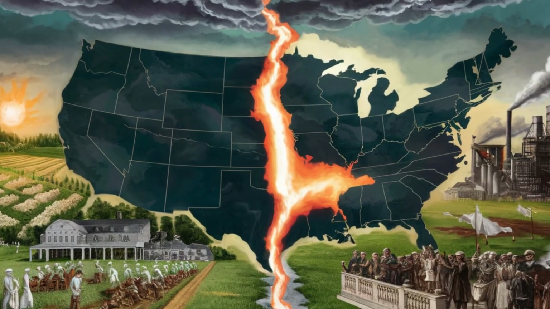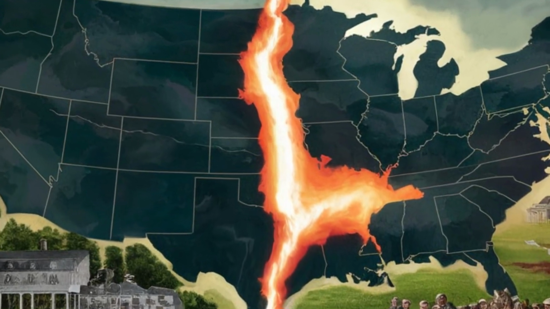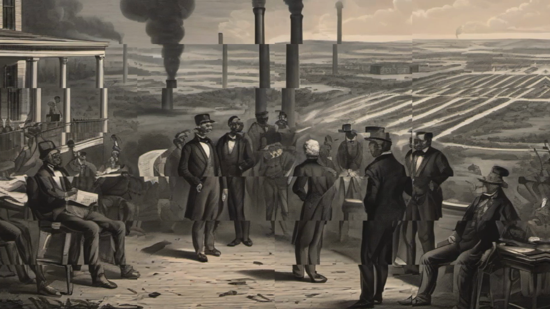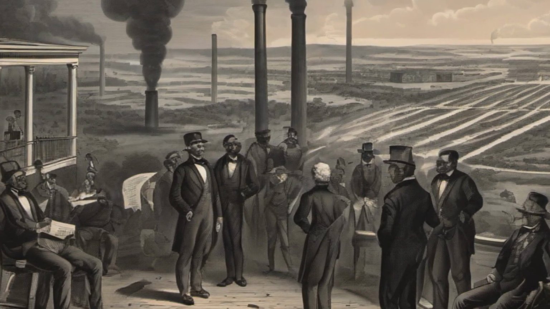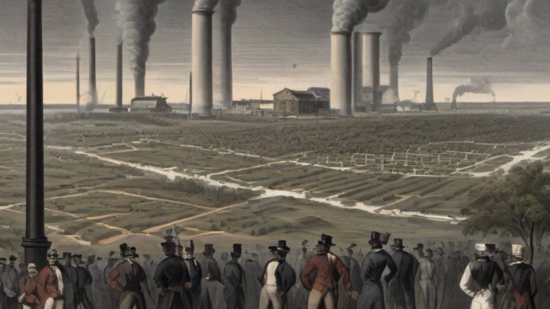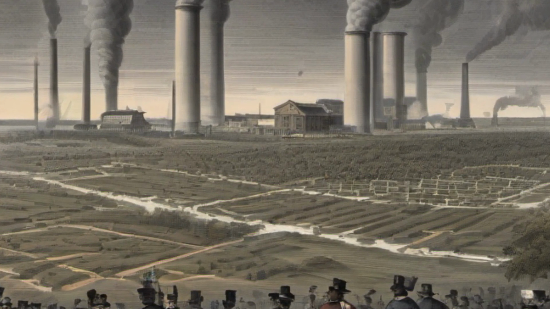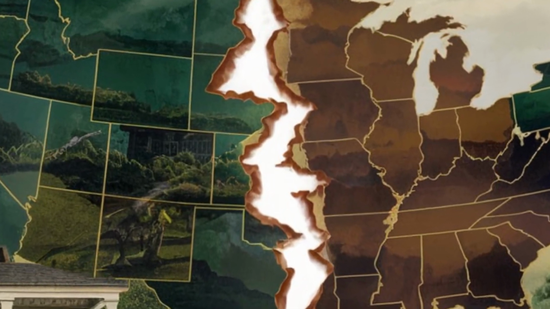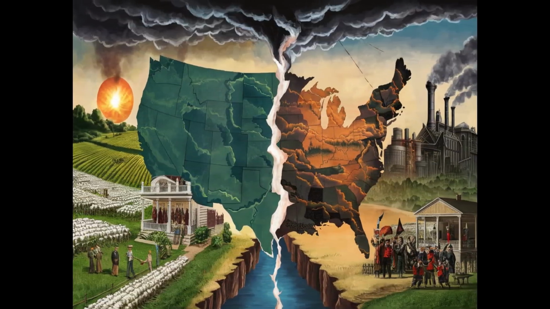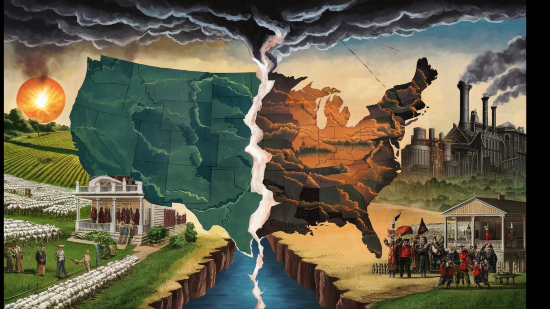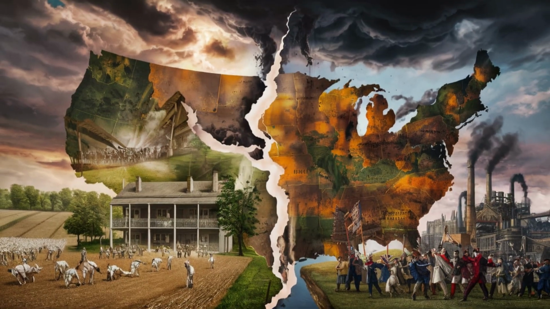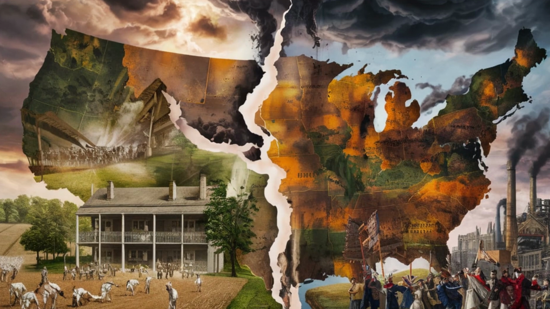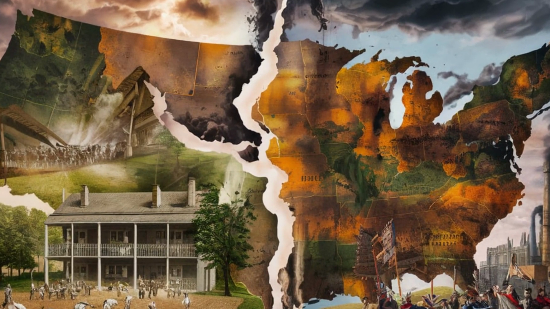The American Civil War was a transformative period in U.S. history, lasting from 1861 to 1865. This brutal conflict was fought between the northern states, known as the Union, and the southern states, which had seceded to form the Confederacy. At the heart of the war were deep-rooted tensions over slavery, states' rights, and economic differences, leading to one of the deadliest conflicts in American history.